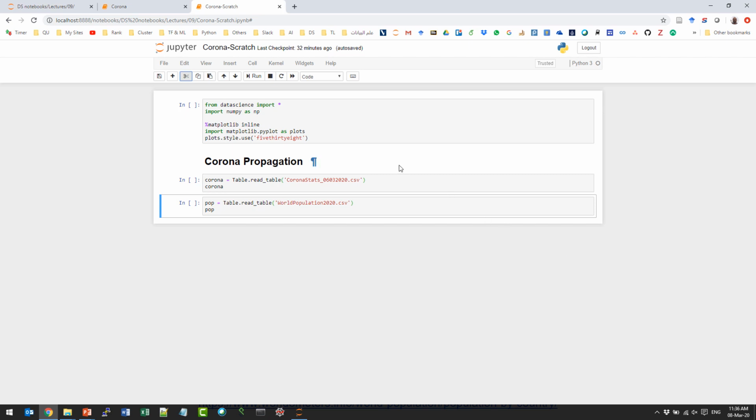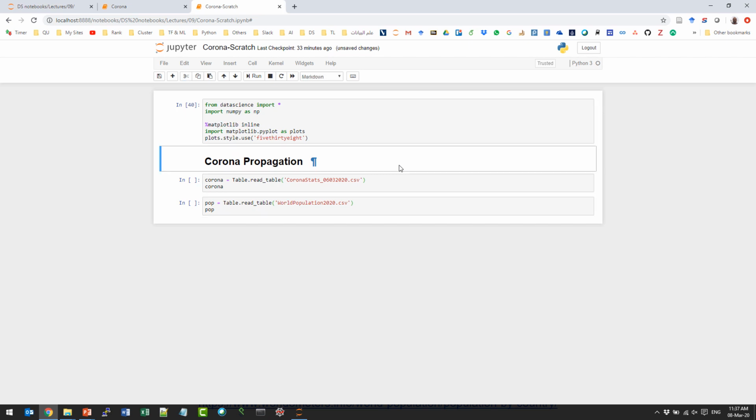So the first question: what kind of data sets do we need to answer this question? What are the data sets that we need? Number of cases and the population per country. So number of cases per country and the population per country. And this is exactly the two data sets that we have.